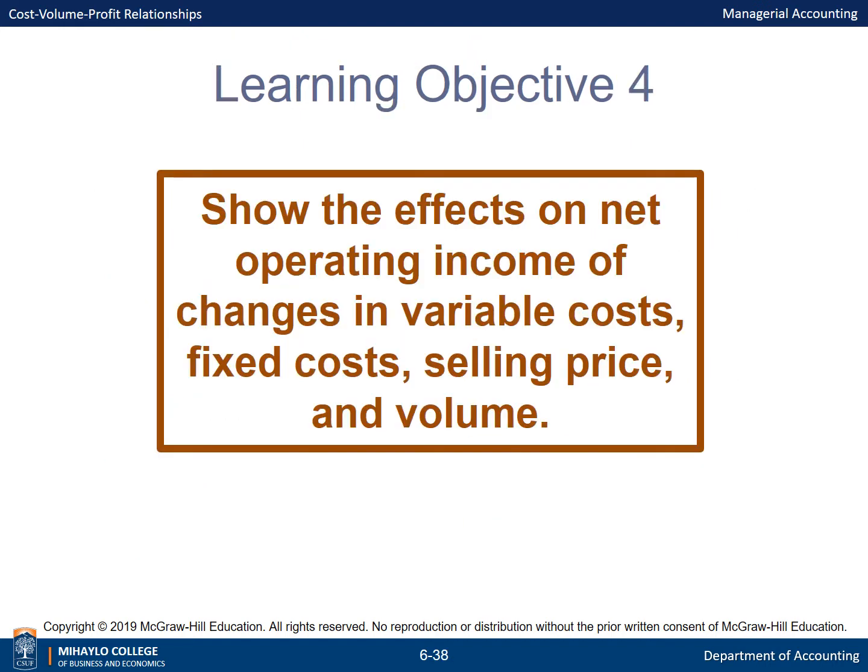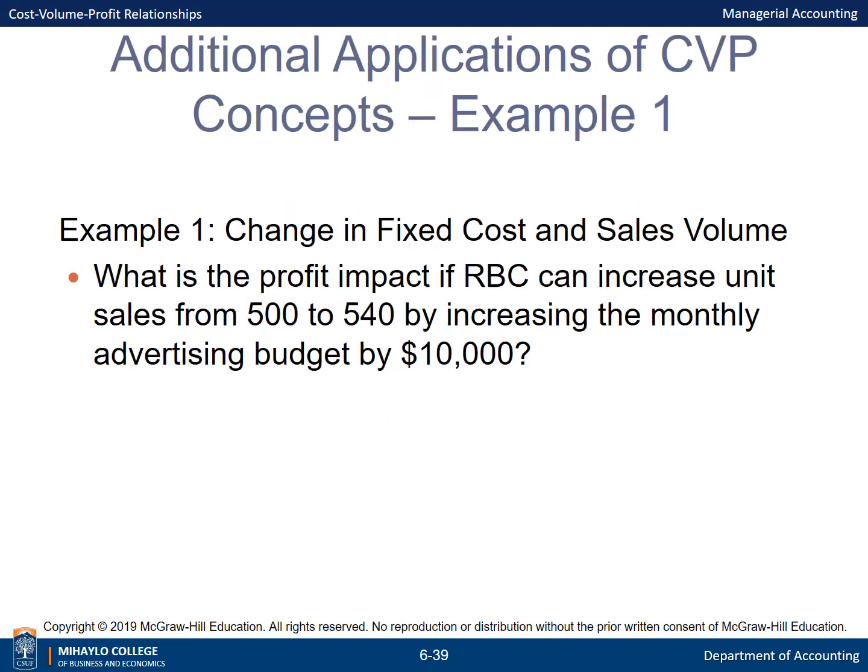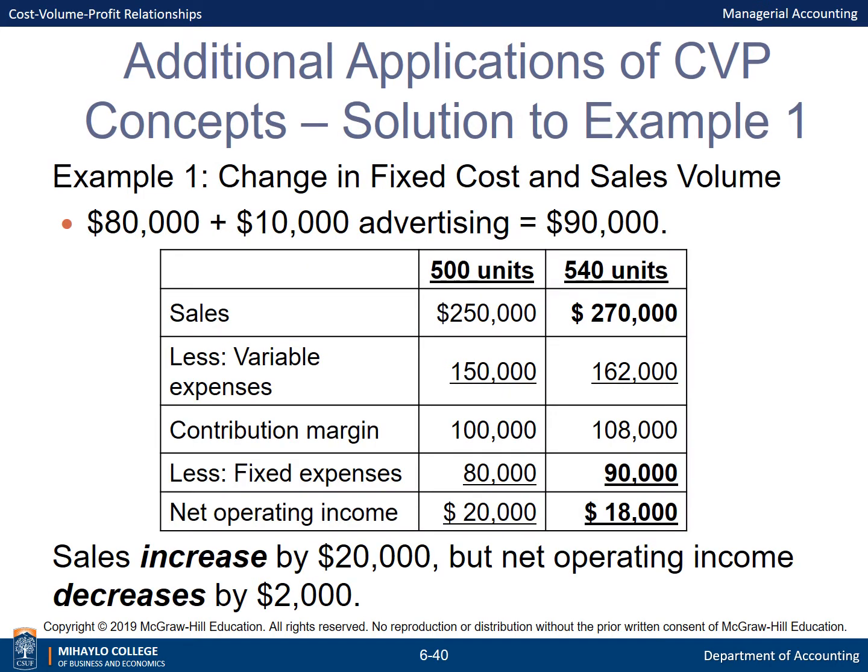Learning Objective 4 is to show the effects on net operating income of changes in variable costs, fixed costs, selling price, and volume. Example 1. Change in fixed cost and sales volume. What is the profit impact if RBC can increase unit sales from 500 to 540 by increasing the monthly advertising budget by $10,000? If sales revenue increases $20,000, variable expenses will increase $12,000.